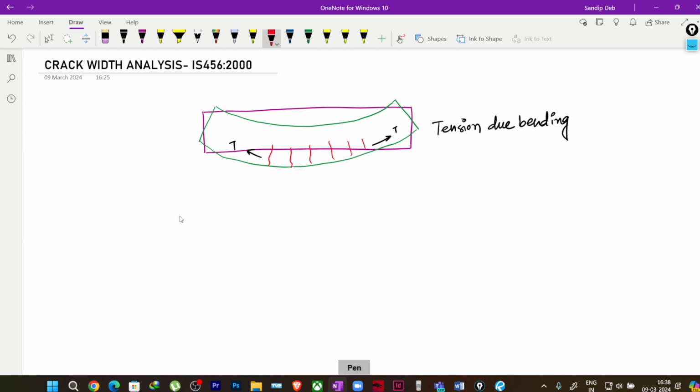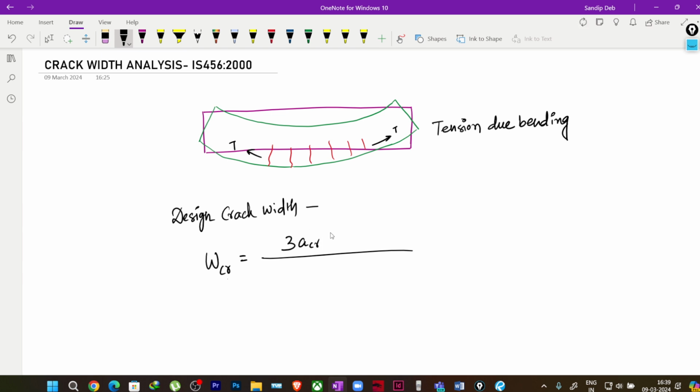It is design crack width, WCR, equal to 3 ACR multiplied by epsilon m, divided by 1 plus 2 into (ACR minus C minimum) divided by (H minus X). This is what the code gives, correct?